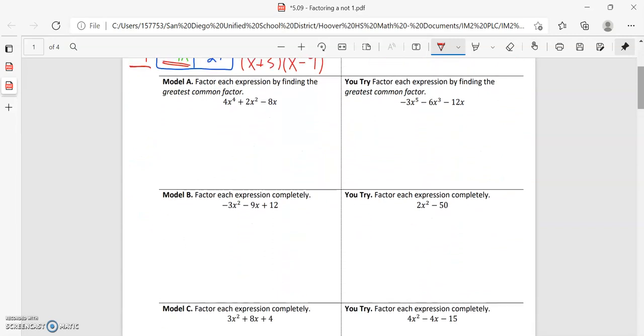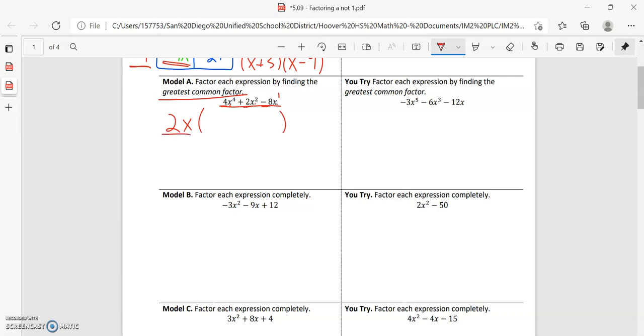If you can, it's just plus and minus that number. Okay, model A, factor each expression by finding the greatest common factor. So we want to look at these three terms and see what we can pull out. We have 4x to the 4, 2x squared, and minus 8x to the 1. Look at the coefficients first, the 4, the 2, and the -8. Those are all even, so we can pull out a 2. We also have 4 x's, 2 x's, and 1 x. So we can pull out 1 x, and then we see what we were missing.